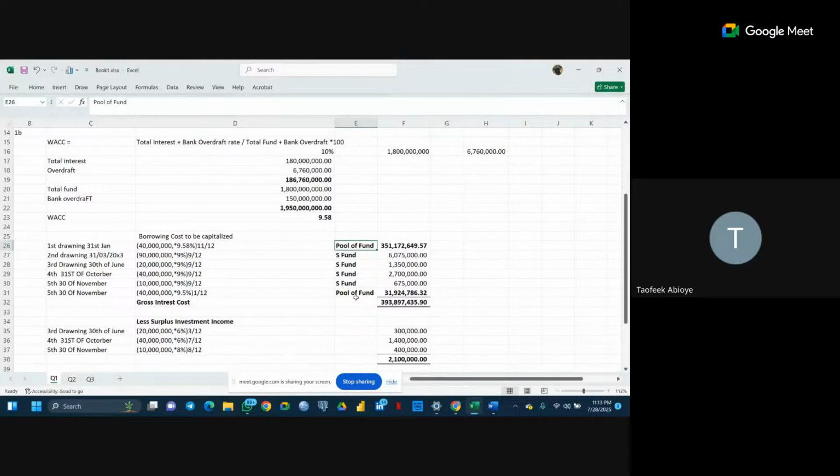And this last withdrawal too is from the pool of funds. We make use of this 9.58. Why is everything from this place to this place from the specific fund? We make use of the single figure. And also remember what I told you, that we will not prorate anything.